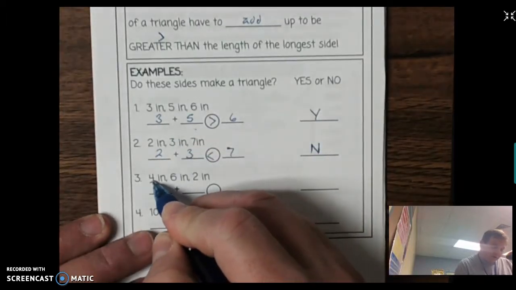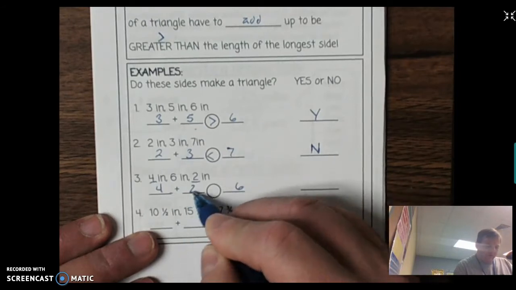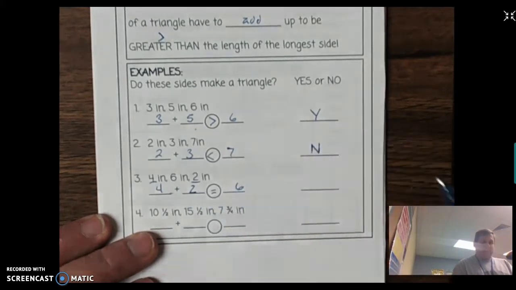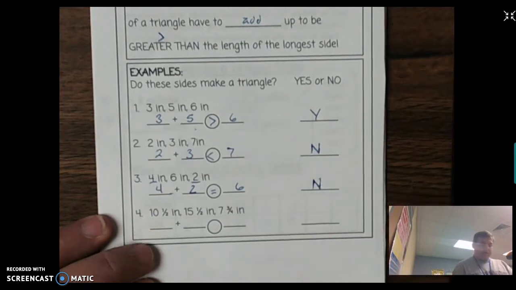And now we're going to look at our shortest sides. 4 and 2 are actually our shortest sides on this one. 4 plus 2 equals 6. And while that's not the same thing as greater than, so this is also not a triangle.